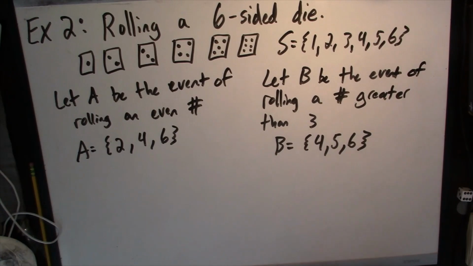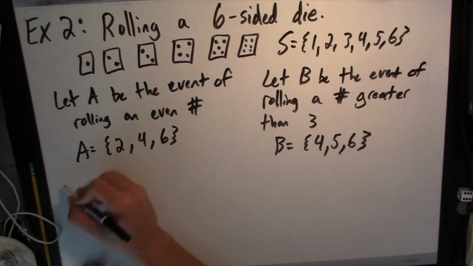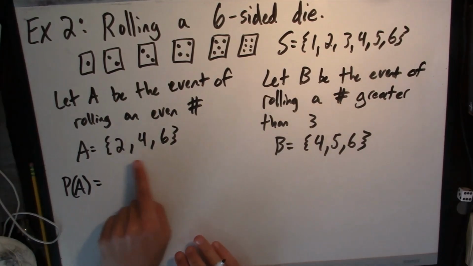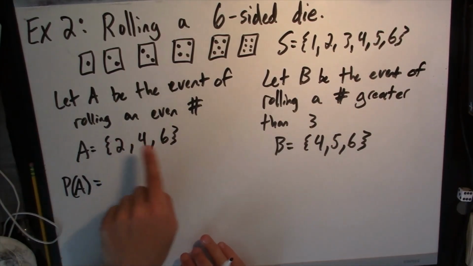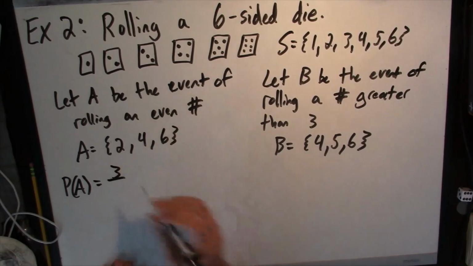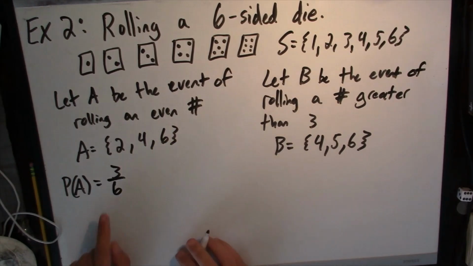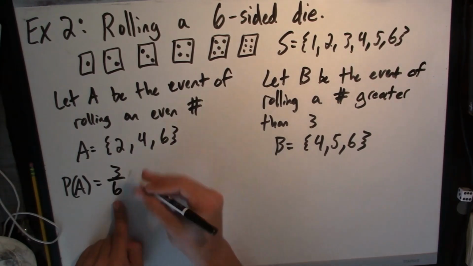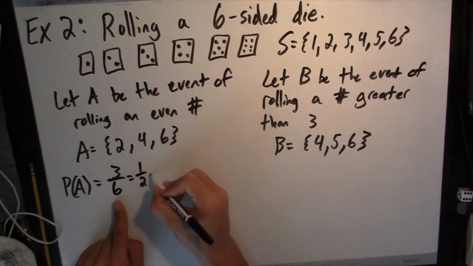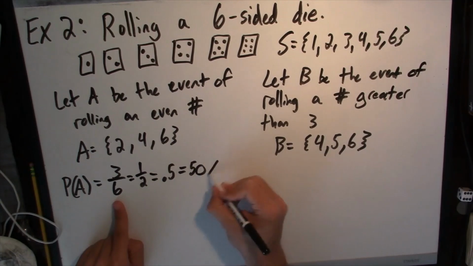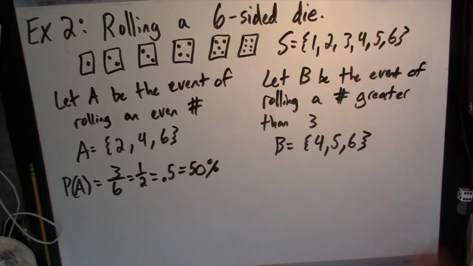Now, we can find the probability of each event individually. So the probability of A, well, we have 3 desired outcomes, 3 even numbers, 2, 4, and 6. And we have a total of 1, 2, 3, 4, 5, 6. We have a total of 6 possible outcomes. So we have 3 over 6, which simplifies to 1 over 2, which is 0.5 or 50%. So if I were to roll this dice, my probability of getting an even number is 50-50. I have a 50% chance of getting an even number.